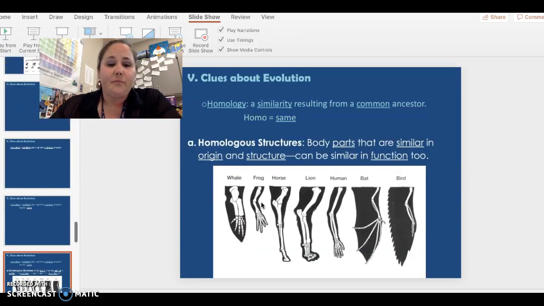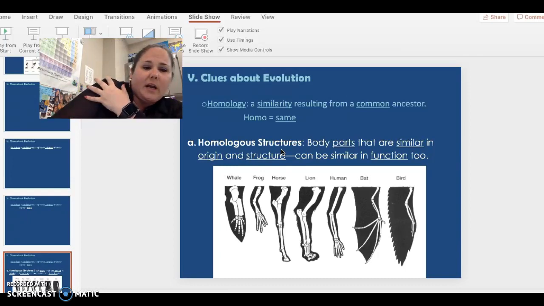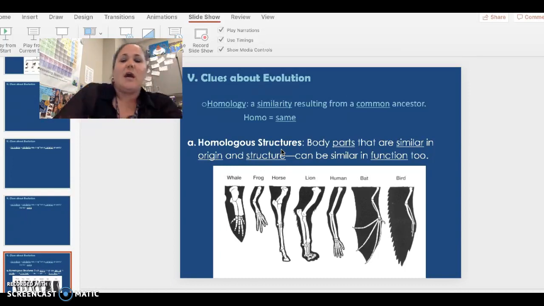So homologous structure: homo means same, and structure, if you remember structure and function, is the way something looks. So it's similarities in the way things look. In this case, it's body parts. Homologous structures are body parts that are similar in origin, meaning where they're located, like arms are attached to the shoulder, and structures can also be similar in function or how they work, but they don't have to be.